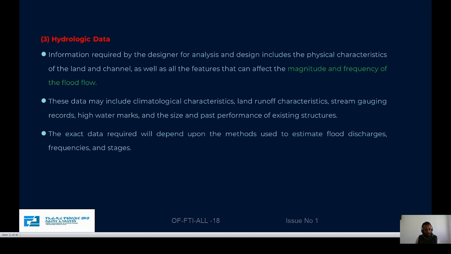So this information is very important for the analysis and design of the cross sections of the drainages. These features affect the magnitude and the frequency of the flooding flow. This information will be related to the high water marks, the sizes, and the past performance of the existing structures, which will also be very important.